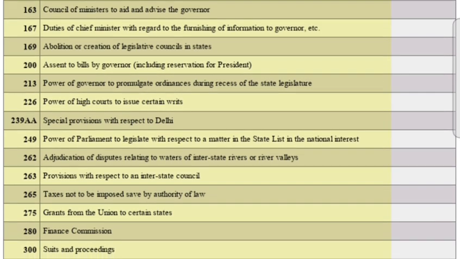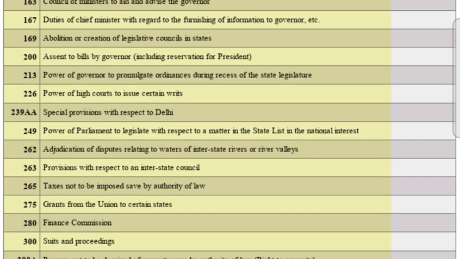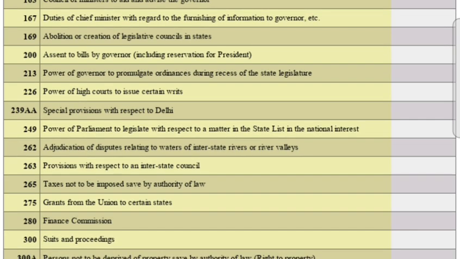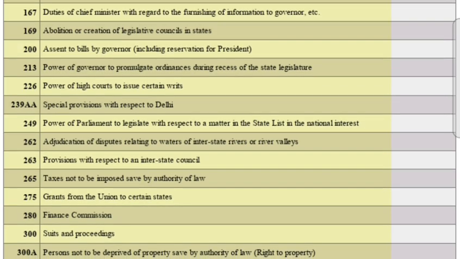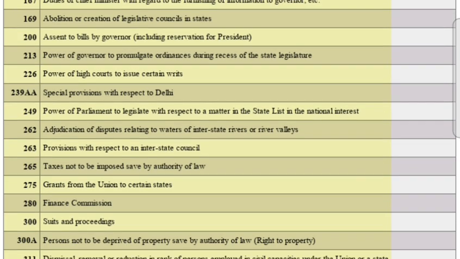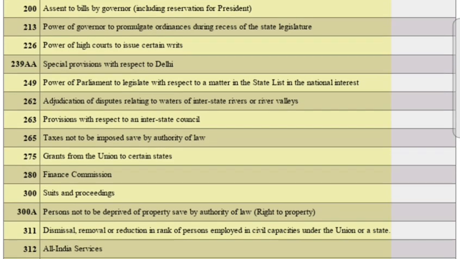169 Abolition or creation of legislative councils in states. 200 Assent to bills by Governor, including reservation for President. 213 Power of Governor to promulgate ordinances during recess of the state legislature. 226 Power of High Courts to issue certain writs. 239AA Special provisions with respect to Delhi.